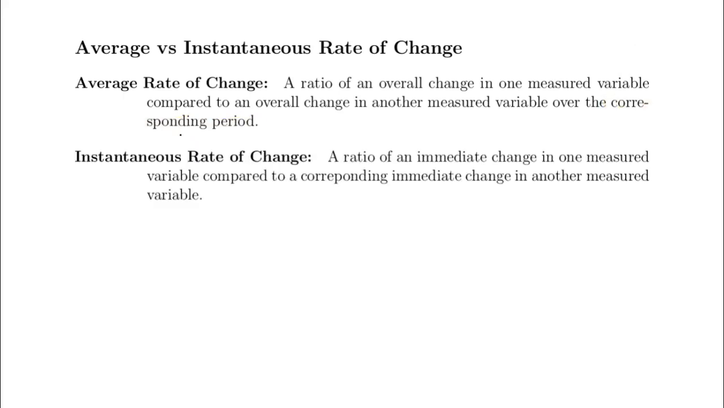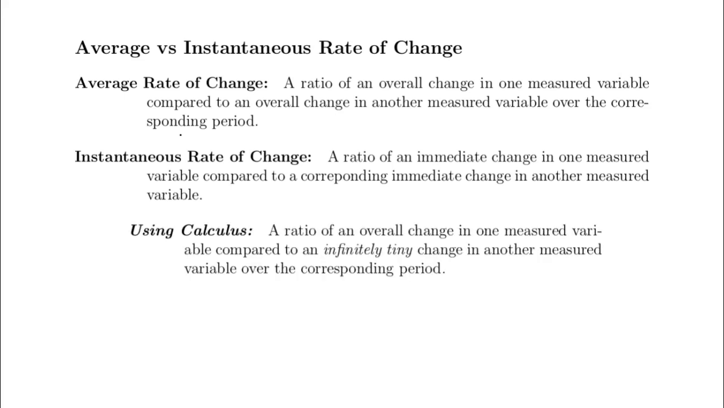For an instantaneous rate of change, we have a really similar idea, but this is instead a ratio of an immediate change in one measured variable compared to a corresponding immediate change. So we're not looking at some overall change over like a time period. We're looking at an immediate instantaneous change right now. If we think about this in a calculus perspective, what we're really doing is we're going to be talking about a ratio of an overall change in one measured variable compared to an infinitely tiny change in another measured variable over a corresponding period.